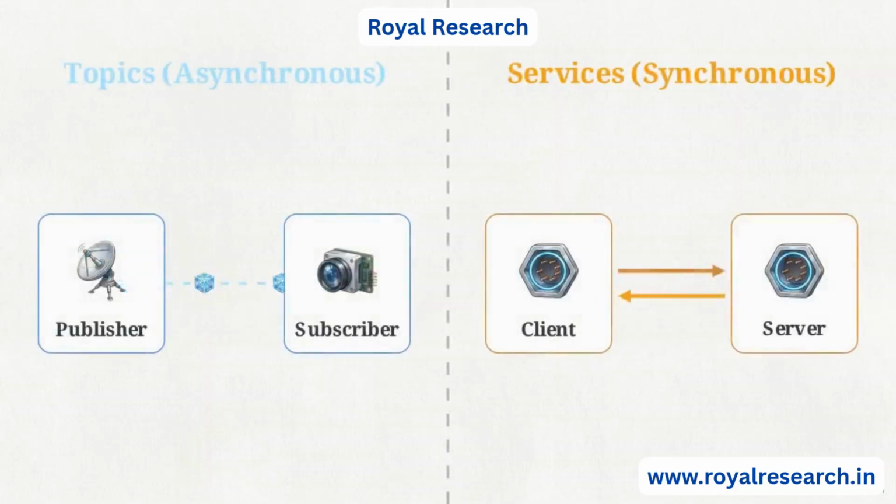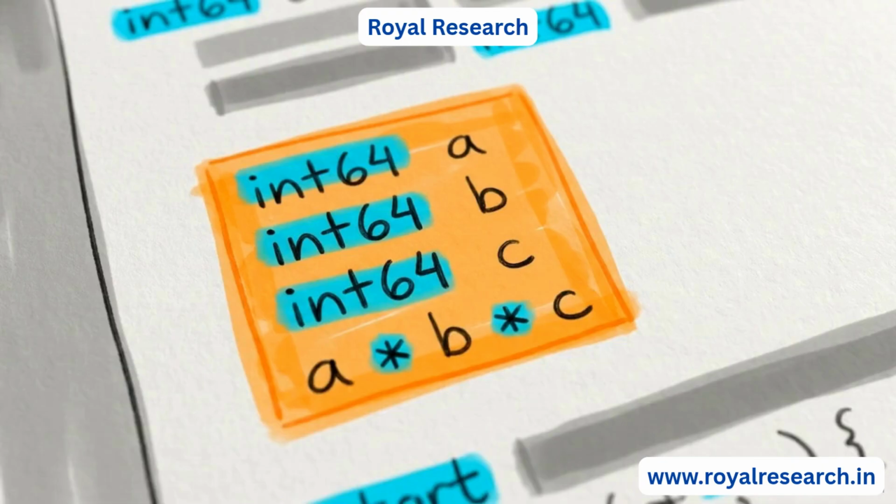You have now successfully built both a continuous asynchronous stream and a precise synchronous command network from scratch. To test these skills, try modifying your .srv file and scripts to multiply 3 numbers instead of adding 2.